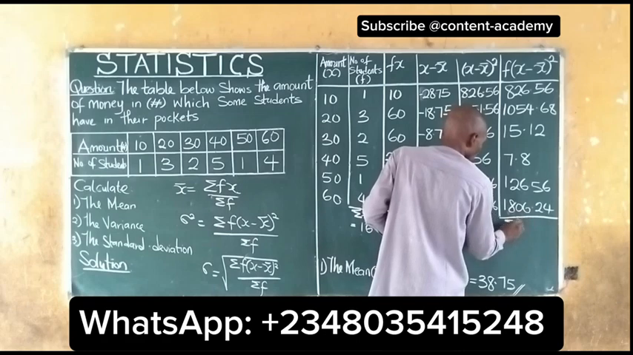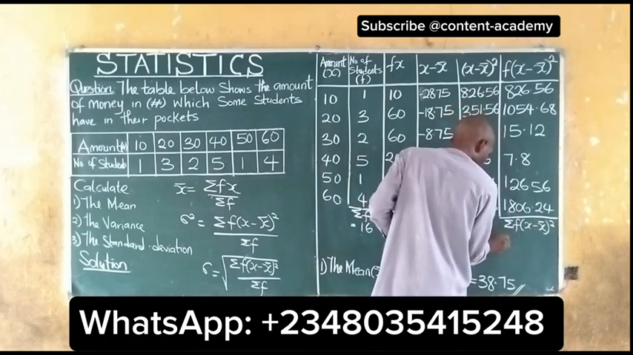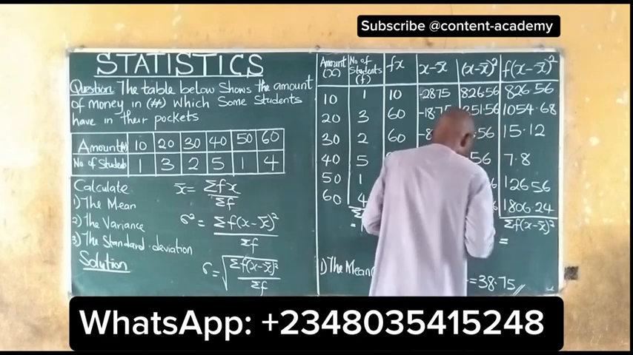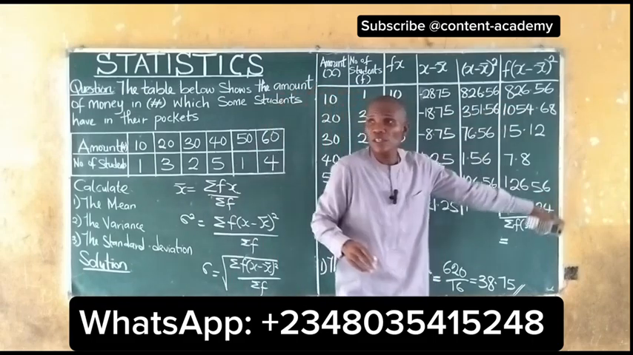So we have summation of f of x minus x bar all squared to be equal to, now we have to sum the whole of this.